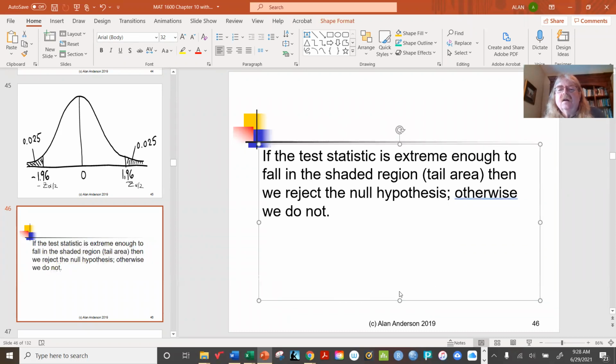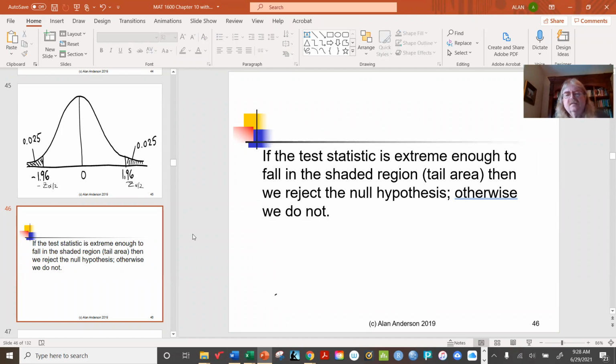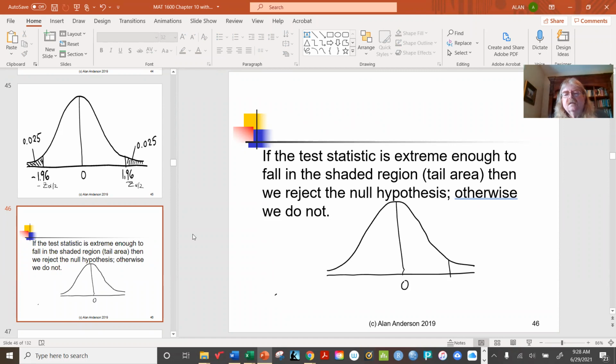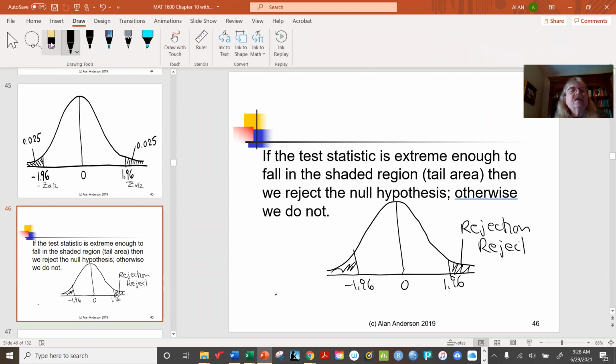In other words, if you look back at this last graph, let's use the two-tailed case as an example. This shaded region is often referred to as the rejection region, because if the test statistic is in here, that means we have to reject the null.